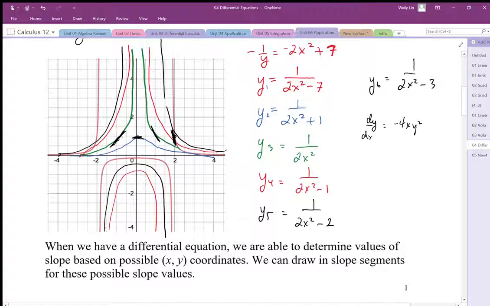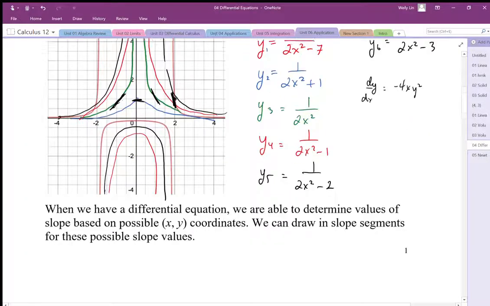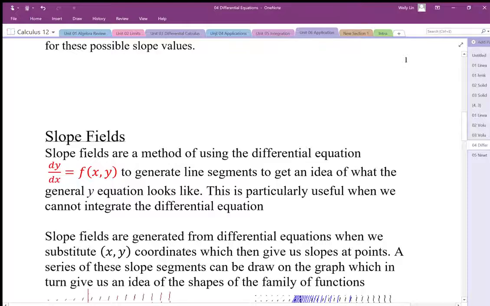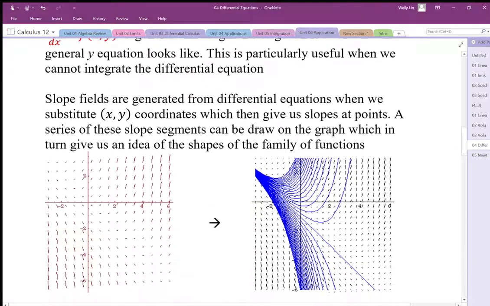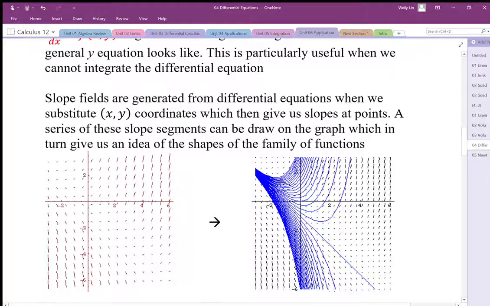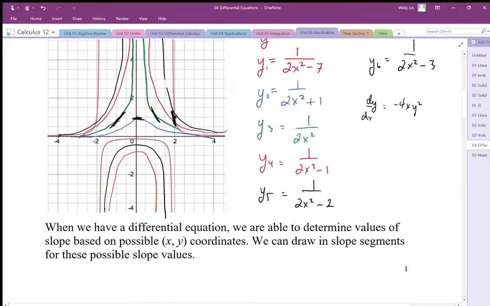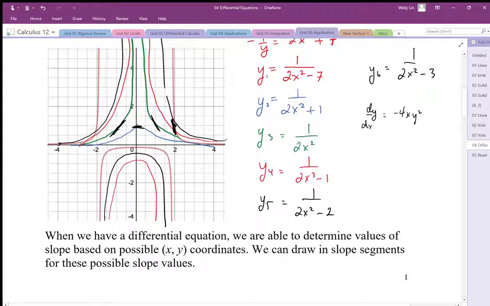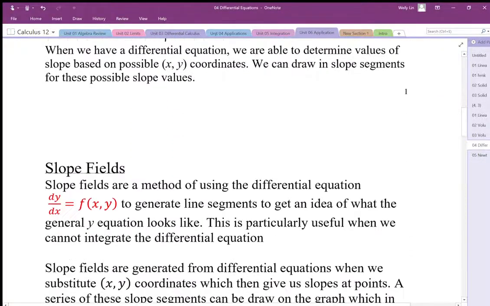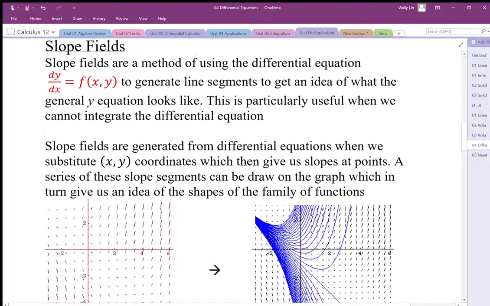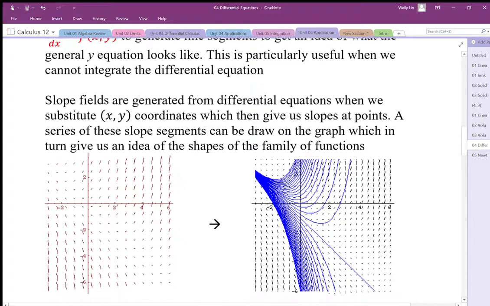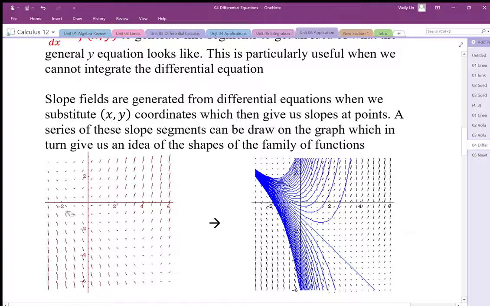I just did a couple here, but if I were to do a whole bunch of them, you get a whole field that looks like this. So you have all these little slope segments that are calculated using the original differential equation. Because remember, the differential equation is the derivative, so it calculates slope. These are called slope fields. When you look at the field, you get a general idea what the shape of the graphs are going to look like.